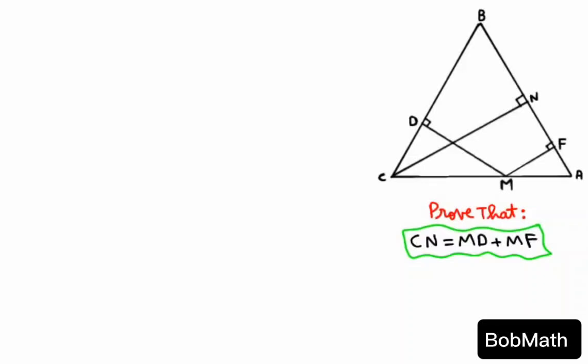Well, our exercise is as follows. We consider the figure as shown, such that we have the isosceles triangle ABC at point B, and we also have the straight line MF perpendicular to the straight line AB, and straight line MD perpendicular to straight line BC, and straight line CN perpendicular to straight line AB.